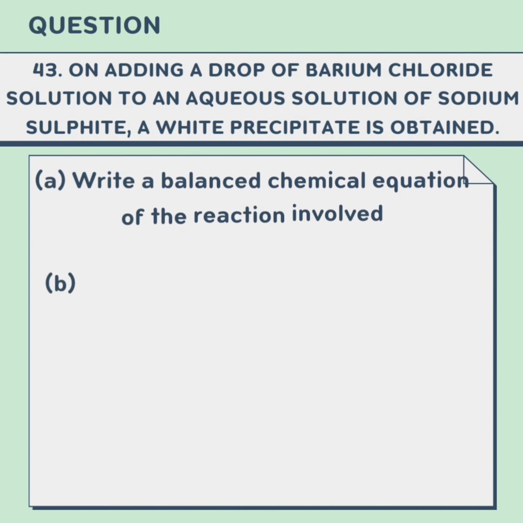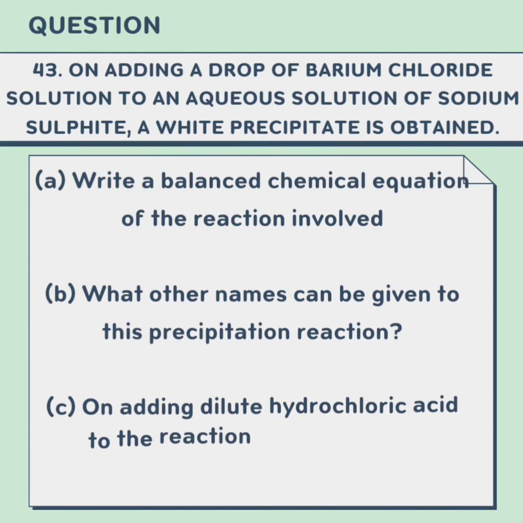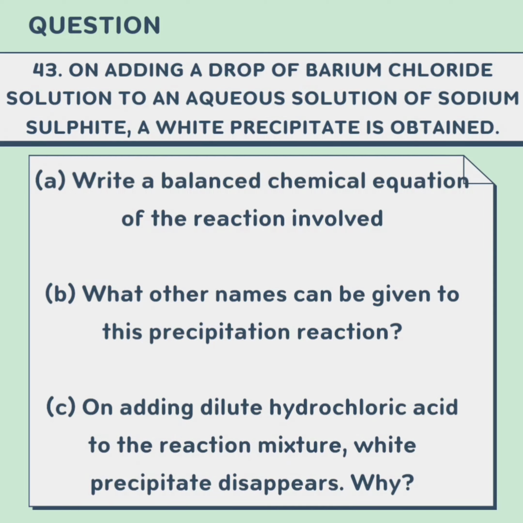43. On adding a drop of barium chloride solution to an aqueous solution of sodium sulfite, a white precipitate is obtained. A. Write a balanced chemical equation of the reaction involved. B. What other names can be given to this precipitation reaction? C. On adding dilute hydrochloric acid to the reaction mixture, the white precipitate disappears.